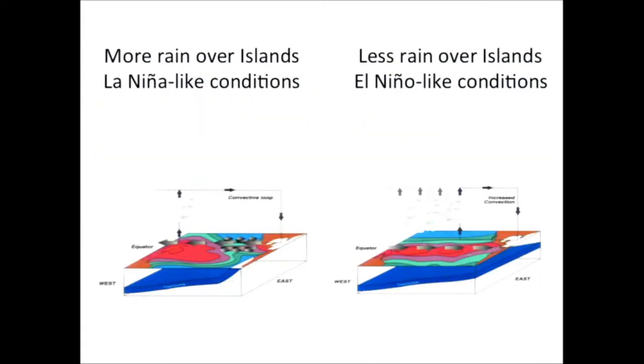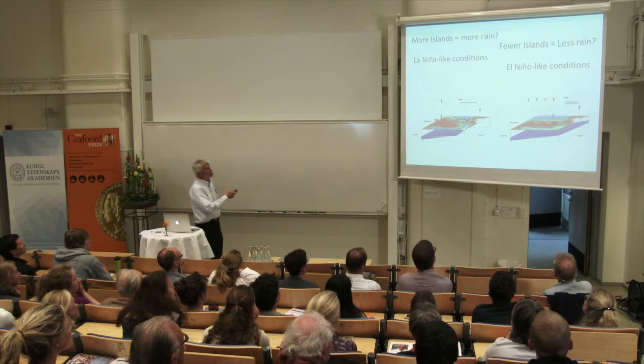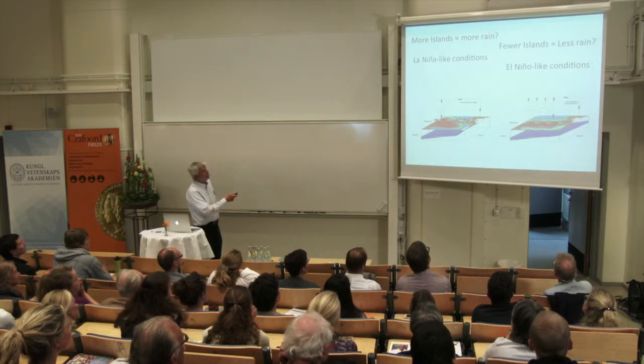So more rain, what we're arguing though, is more rain over the islands creates a La Nina-like state. It creates this situation. Less rain over the islands, you move towards an El Nino state, more like this. Well, more islands, therefore, would mean more rain. More of a La Nina-like state. Fewer islands would mean less rain. More of an El Nino-like state.